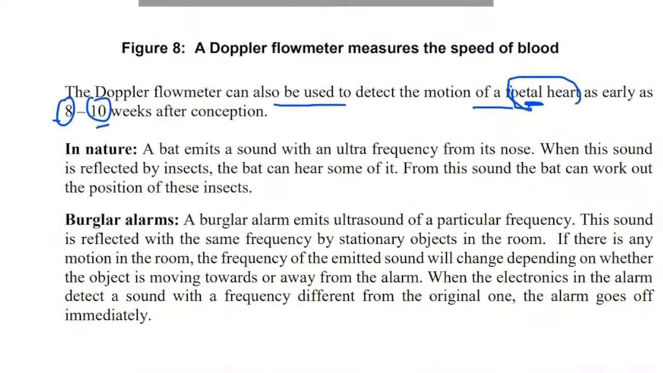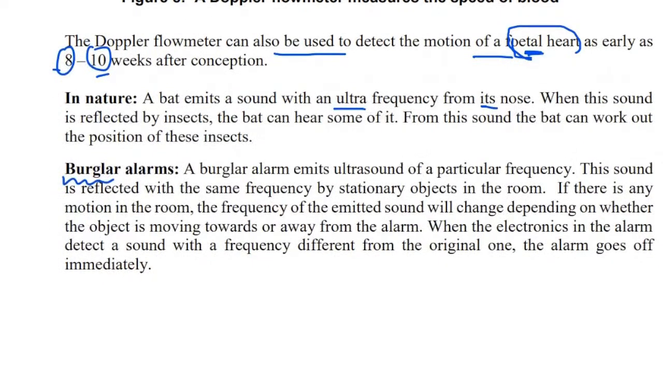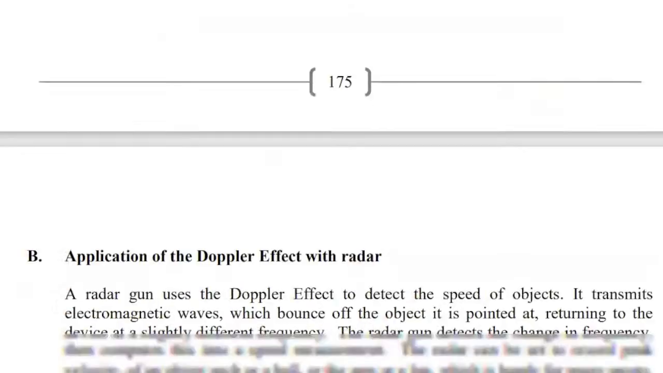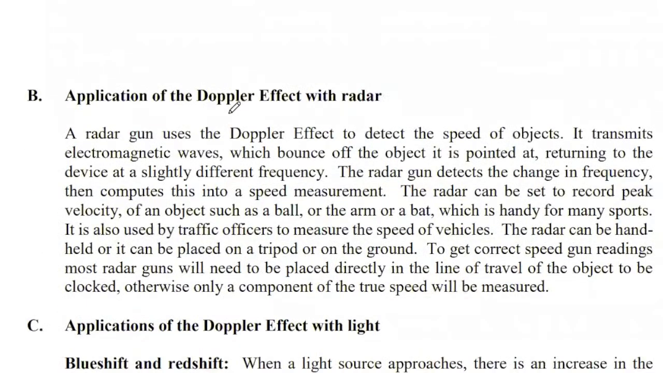Okay, so in nature, they're telling us that a bat emits sounds with ultra frequency from its nose, and then when this sound is reflected by the insects, the bat can hear and can detect where the insects are. Same applies with the burglar alarms. When a person enters a room that is already sealed off, things will happen.